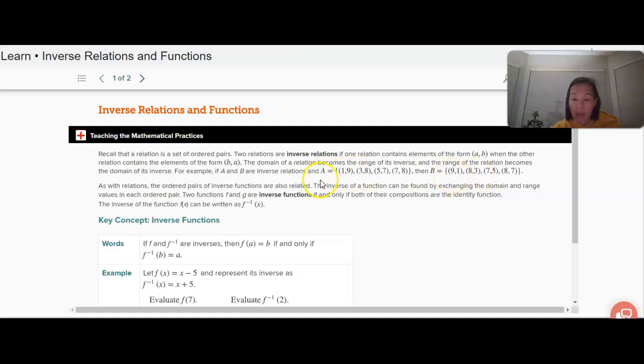So if A is my relation, then the inverse relation would just be 9, 1, 8, 3, 7, 5, and 8, 7. So you literally just switch the x and the y.